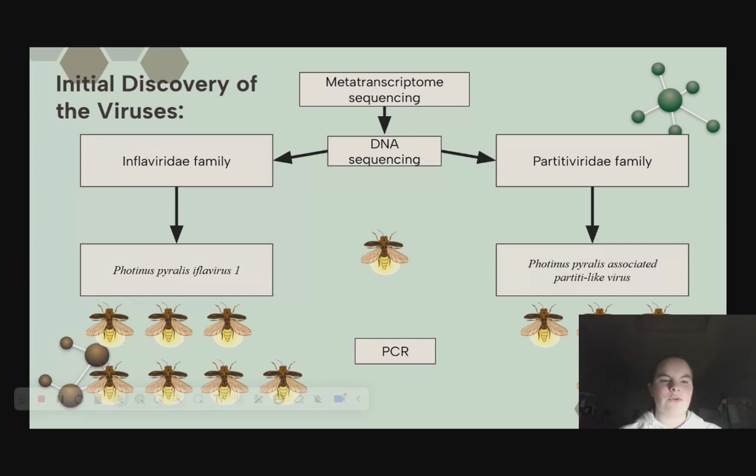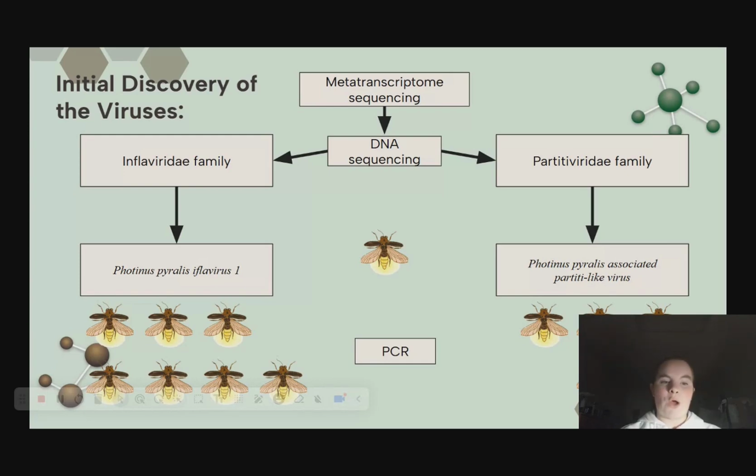which is a precursor code to RNA, to look for similarities between the code in the fireflies and existing codes of viruses in storage. From this, they found similarities with two families of viruses called Inflaviridae, which normally infects mosquitoes and ticks, and Partitiviridae, which normally infects plants and fungi. Once they found this out, they called the virus from the Inflaviridae family Photinus pilaris inflavirus 1, and the virus from the Partitiviridae family Photinus pilaris associated partiti-like virus.